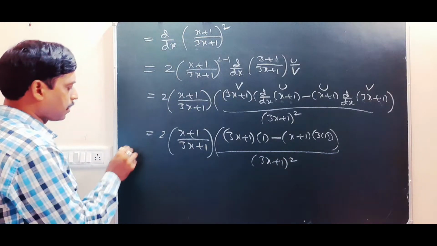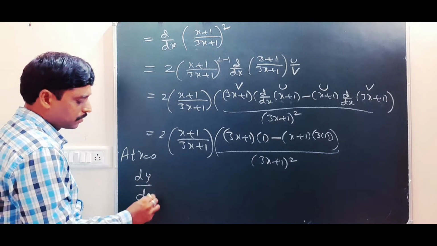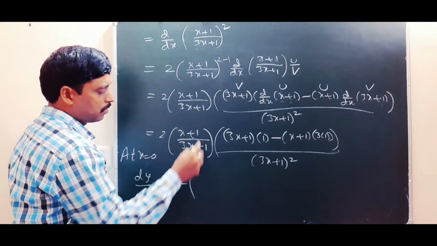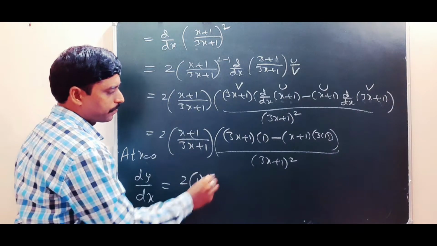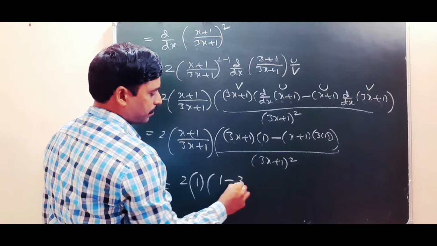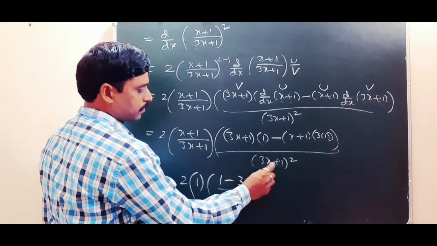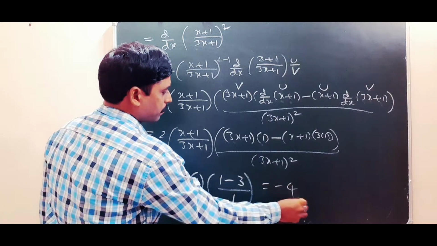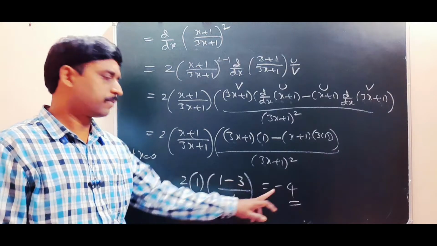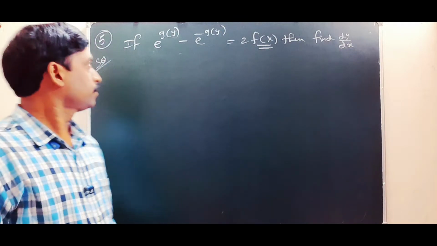But our target is at x equal to 0, we have to find dy by dx. Put x equal to 0: (0 plus 1) by (0 plus 1), this is 1. Okay, (1 minus 3) by 1 square. It is going to be minus 4. 2 into minus 2, minus 4. Okay, let us go to the next problem.